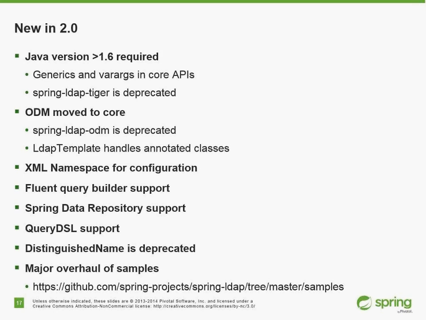It's on GitHub. Another major point to note here is that the DistinguishedName class in Spring LDAP is now deprecated. Since Java 1.5 and higher, there is a pretty good distinguished name implementation in Java core called LdapName. So if you're using DistinguishedName, you should migrate away from that as well.